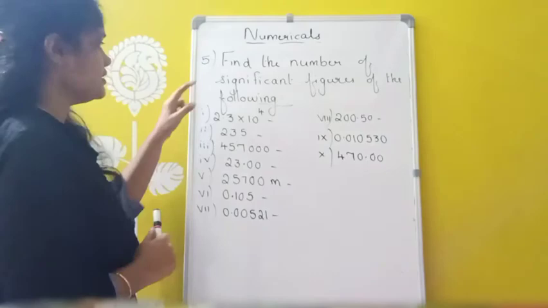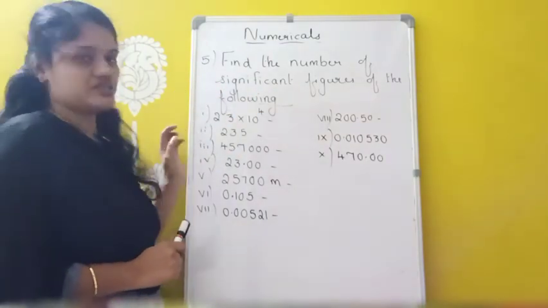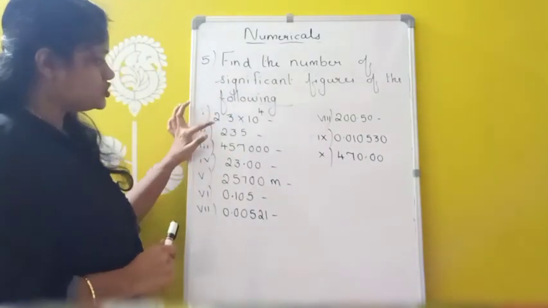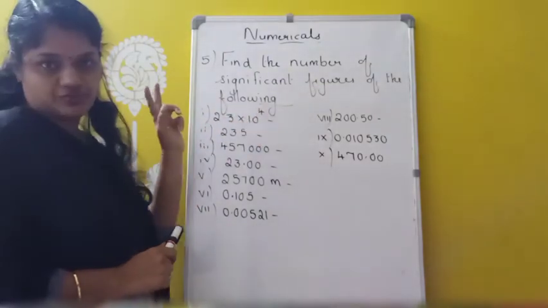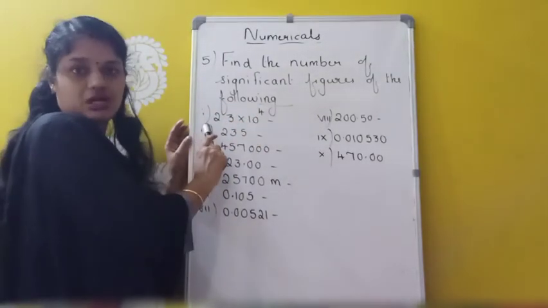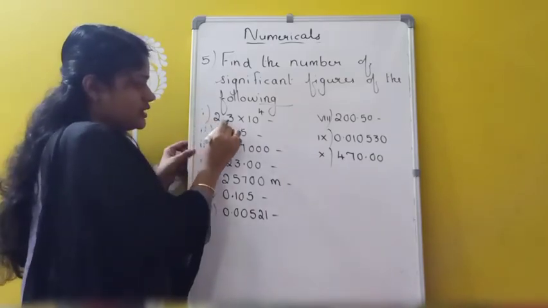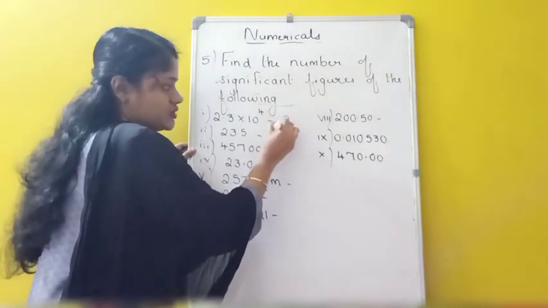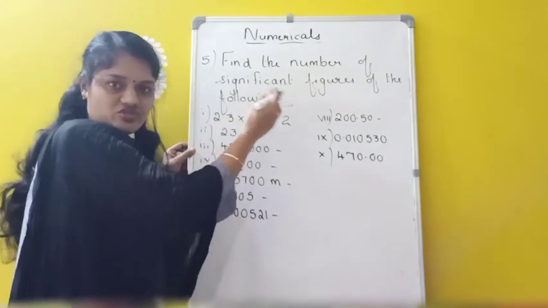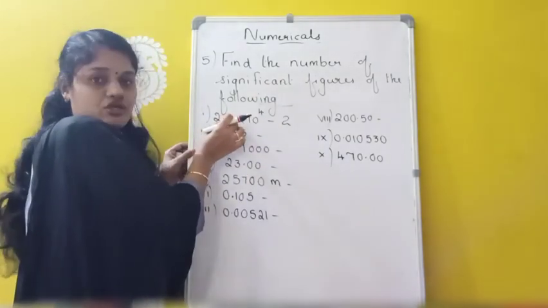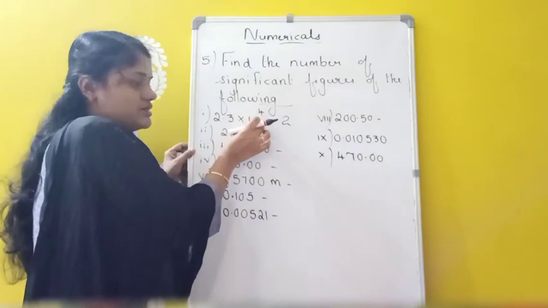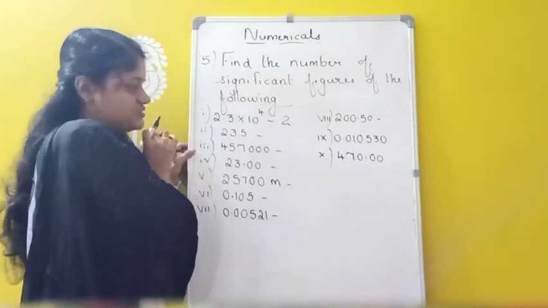Now fifth problem, find the number of significant figures of the following. First one, 2.3 into 10 raised to 4. This power will not count for the significant figures. So we will be having how many significant figures here? 1, 2. So only 2 are here. Suppose we have 2.3 into 10 raised to 6. At that time also we will be having only 2 significant figures. 10 powers will not account for the number of significant figures.